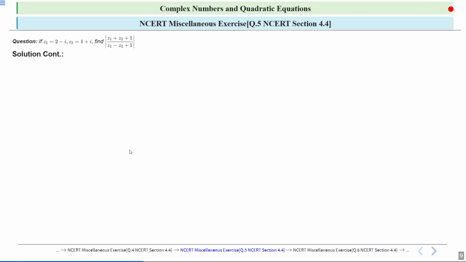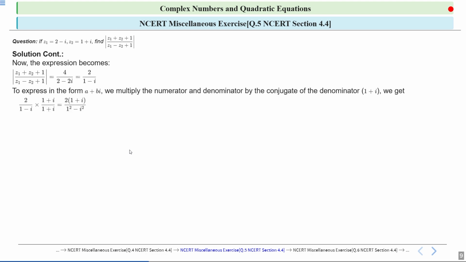Now let's look at the expression we have to evaluate. The expression becomes the absolute value of (z1 + z2 + 1) divided by (z1 - z2 + 1), which equals 4 divided by 2 - 2i. Simplifying further, the denominator becomes 1 - i and the numerator becomes 2, so the expression becomes 2 divided by 1 - i.